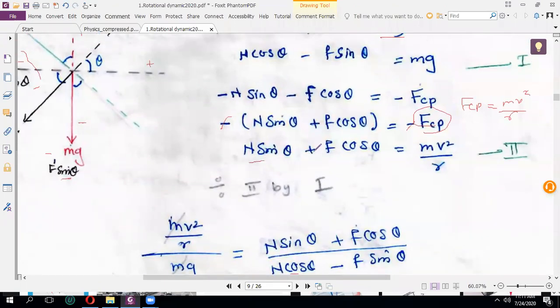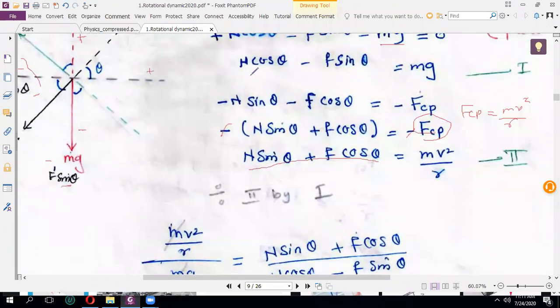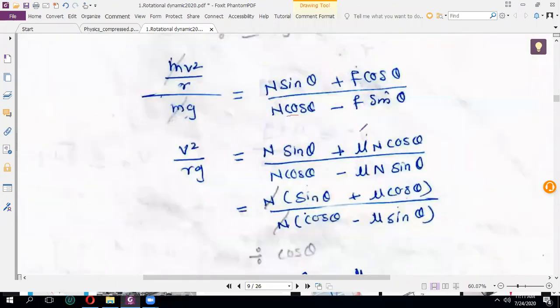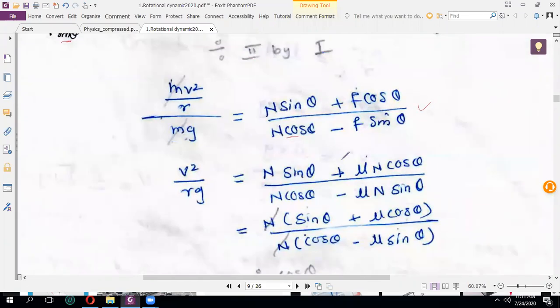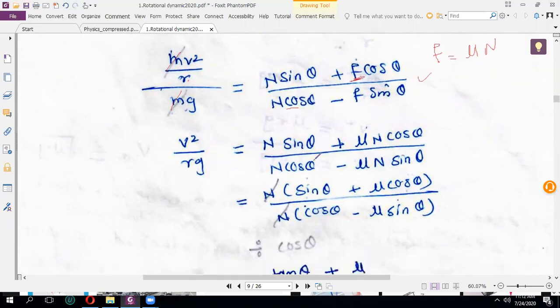The left side of the second equation is n sin theta plus f cos theta. What is the value of equation 1? n cos theta minus f sin theta. This part is clear, what I have done. Now this m and this m cancel, and this r goes downward. What we are getting? v square upon r g. We know the formula of friction. The friction formula is nothing but mu into n. Correct? So replace here f by mu into n.